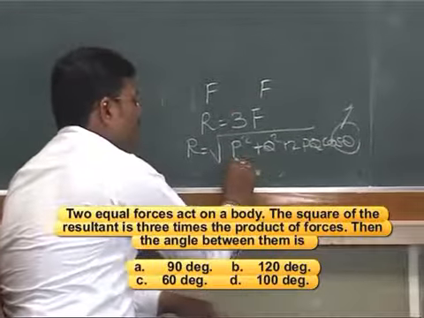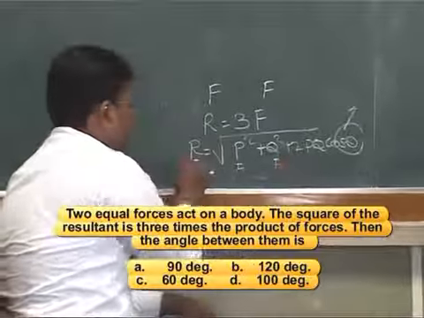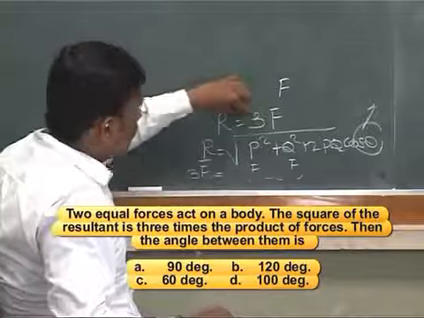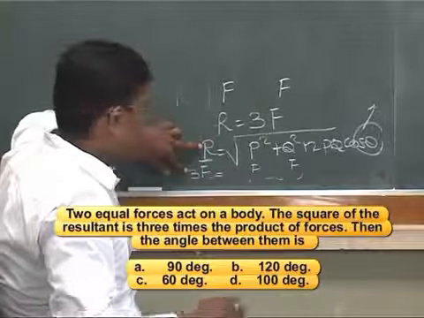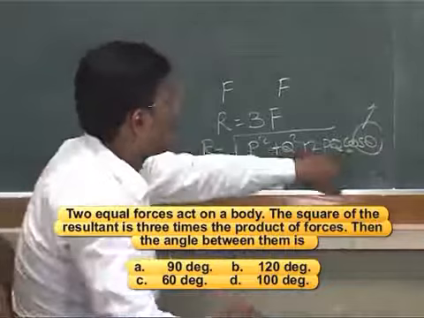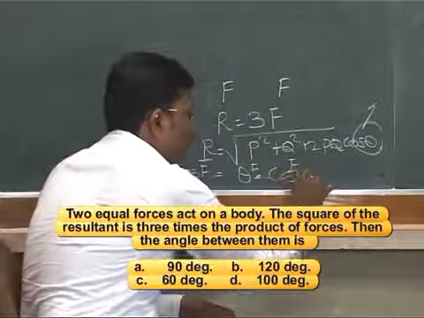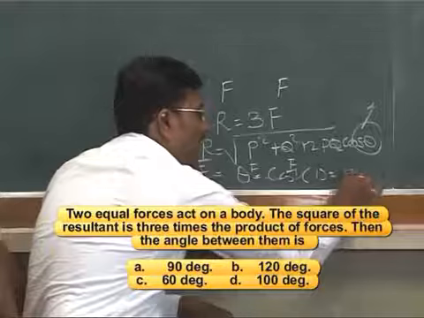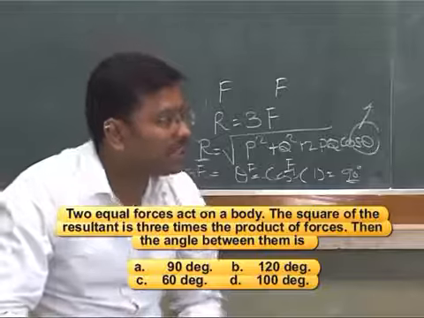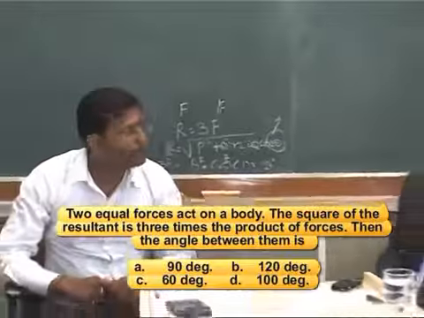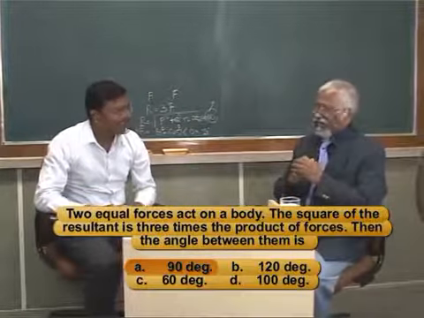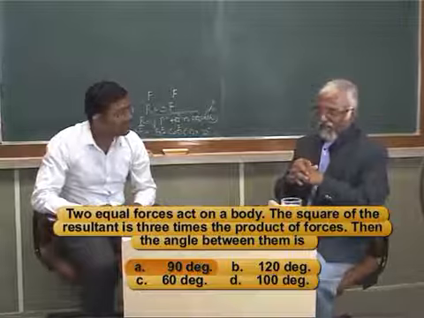When you substitute P is equal to F, Q is equal to F, and R is equal to 3F according to your question, and substitute all the values, theta is the cos inverse of the remaining term, cos inverse of 1, and the final answer will be 90 degrees. So I think option number 1, that is 90 degrees, is the correct answer. Are you sure about that? Yes, sir. Definitely? Yes.